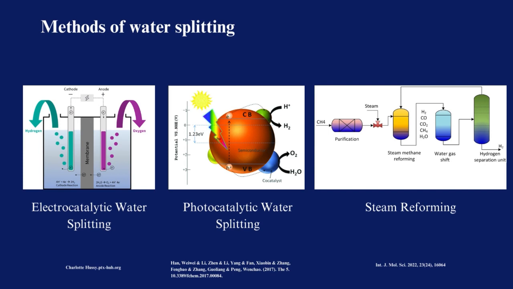These are some of the different methods of water splitting. The first one is electrocatalytic water splitting, which I am going to discuss. The second one is photocatalytic water splitting, which uses the energy from the sun to split water into hydrogen and oxygen. The third one is the most common one used in industries for producing hydrogen, that is steam reforming. But one of the main disadvantages of this process is that it has many byproducts like carbon dioxide and carbon monoxide, which are very harmful for our health.